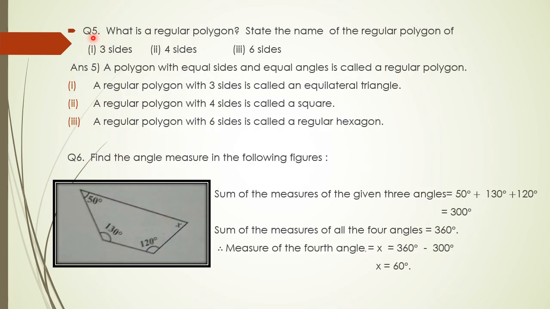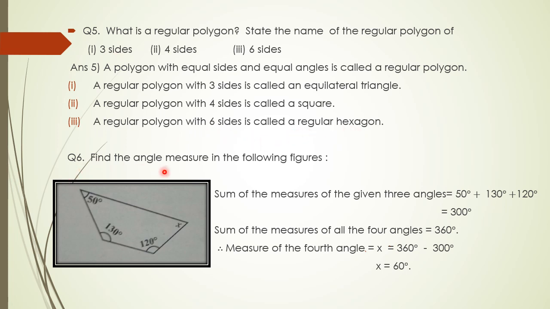Question number 5. What is a regular polygon? State the name of the regular polygon of 3 sides, 4 sides and 6 sides. Answer. A polygon with equal sides and equal angles is called a regular polygon. A regular polygon with 3 sides is called an equilateral triangle. A regular polygon with 4 sides is called a square. A regular polygon with 6 sides is called a regular hexagon.